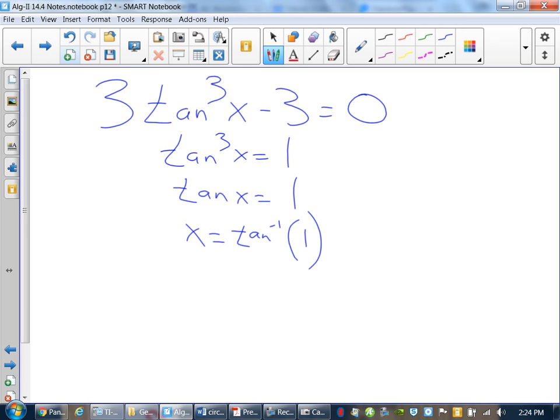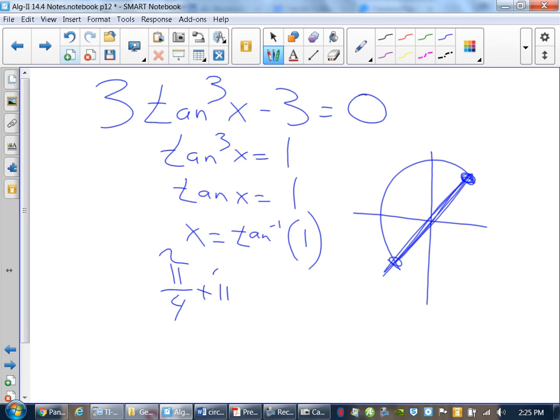Where else is tangent positive? All students, in the third quadrant. So my answer then, if I look at it, it'd be these 2 angles here. And how far apart is pi over 4 and 5 pi over 4? Pi. Is it the same distance to get back to pi over 4? Yeah. So your answer would be pi over 4 plus pi n.